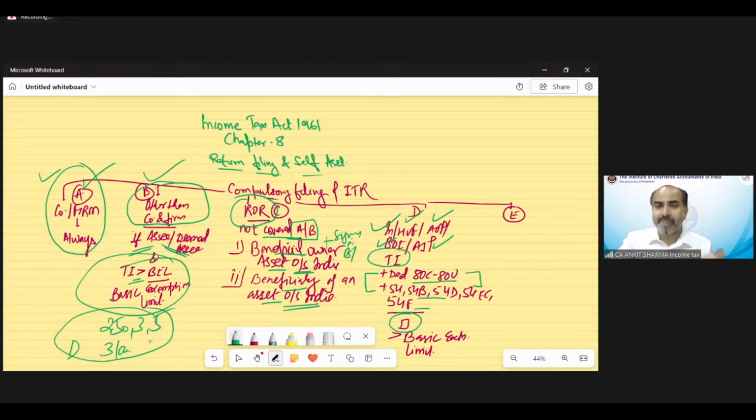So you need to add back them. Without providing deduction under chapter 6A, and without providing these deductions, if this income exceeds your basic exemption limit, then also you need to file the return of income.